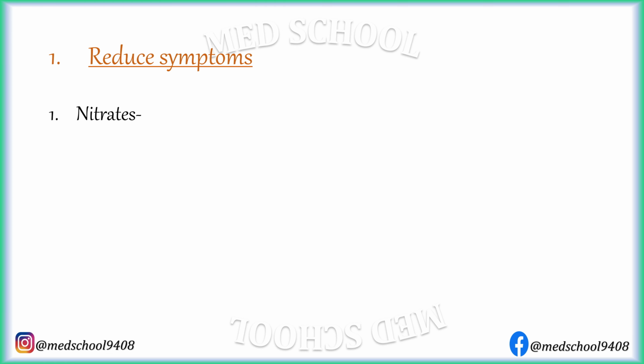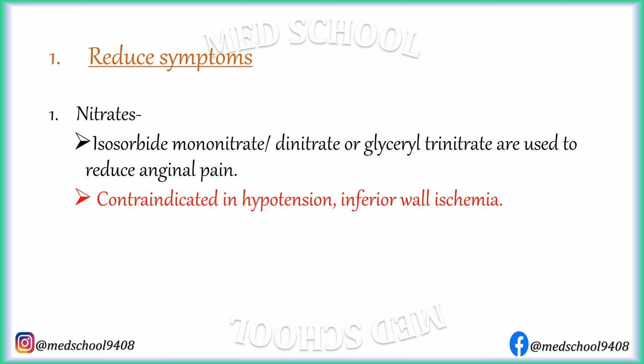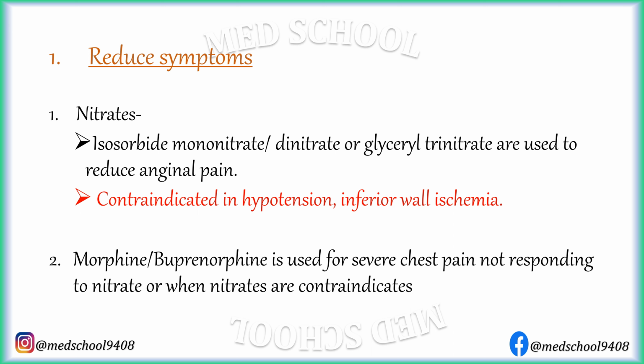Nitrates are the most commonly used agent to reduce anginal chest pain. Isosorbide mononitrate or dinitrate or glyceryl trinitrate are commonly used. They are contraindicated in hypotension or inferior wall ischemia. Morphine or buprenorphine is used for severe chest pain not responding to nitrate or when nitrates are contraindicated.